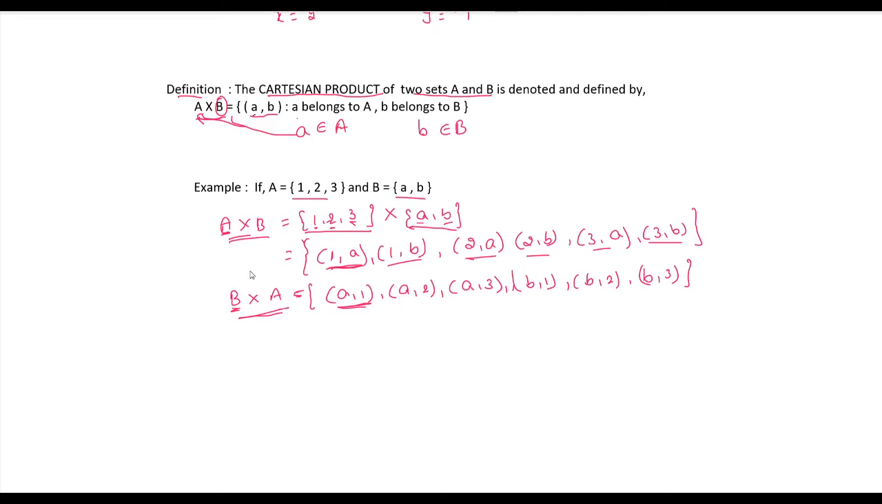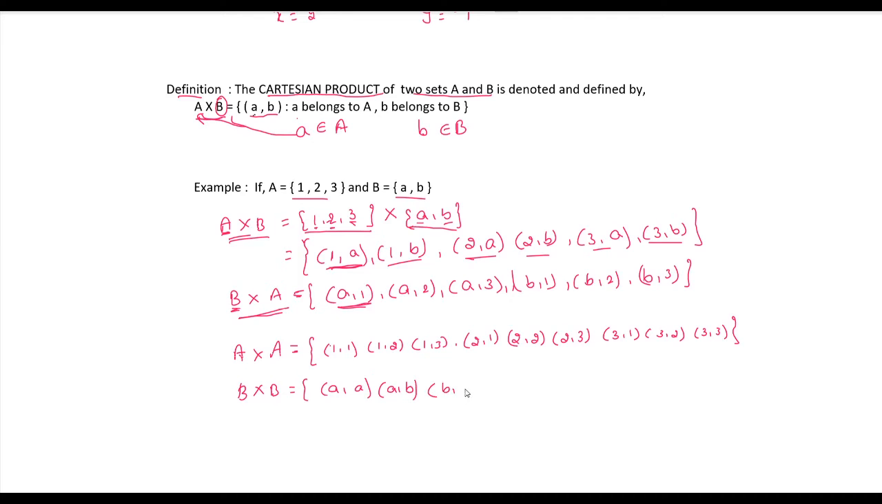Now, it is not that we have to be given two sets and only then we can write the Cartesian product. We can also write A cross A. A cross A will be (1, 1), (1, 2), (1, 3). Then (2, 1), (2, 2), (2, 3). Then it is (3, 1), (3, 2), (3, 3). Now, we also can write B cross B. B cross B will be (a, a), (a, b), (b, a) and (b, b).